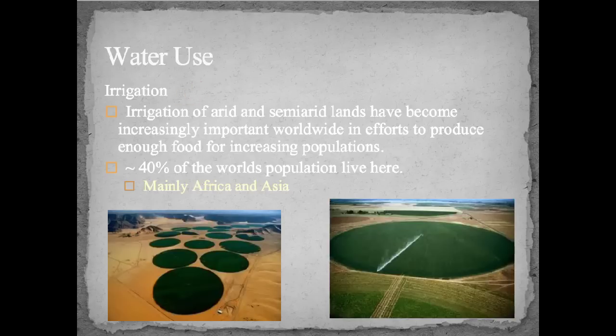So looking more at irrigation, irrigation of arid and semi-arid lands, and remember arid means desert-like, has become increasingly important for worldwide efforts to produce enough food for increasing populations in these areas. Remember we saw from the home project these irrigation methods in the desert where you have this one sprinkler system that pivots around this point to irrigate these areas. 40% of the world's population lives in these arid and semi-arid areas, mainly Africa and Asia.